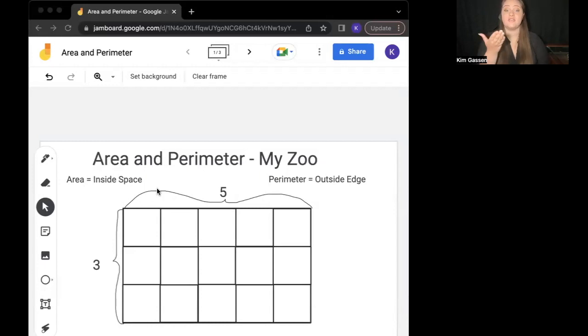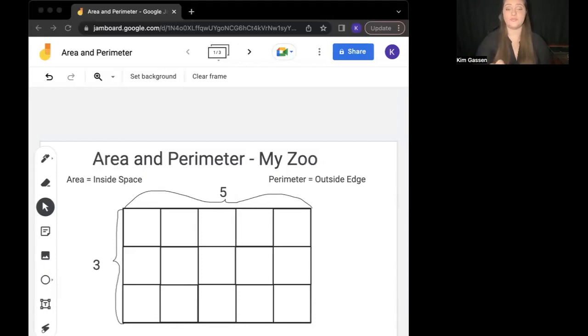Let's use my zoo for example. So, my zoo can fit 15 animal enclosures. I can fit 15 animals in my zoo. Isn't that great? I'm so excited. I'm going to get lions and tigers and bears. Oh my. I'll have to get lots of animals in my zoo. How do I know that I can fit 15 animals in my zoo?